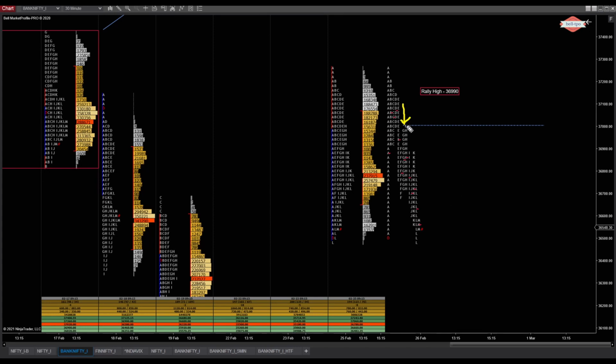Any acceptance above 37,000 would potentially result in a chop, and prices getting acceptance within this zone is going to retest the distribution high, or the high end of the HVN, at 37,400. Any acceptance above 37,400 is going to lead to a retest of the 37,700 and 37,770 zone.